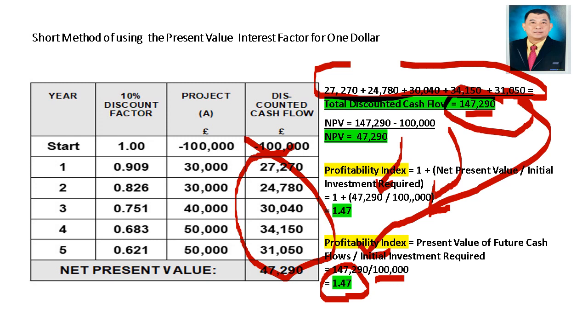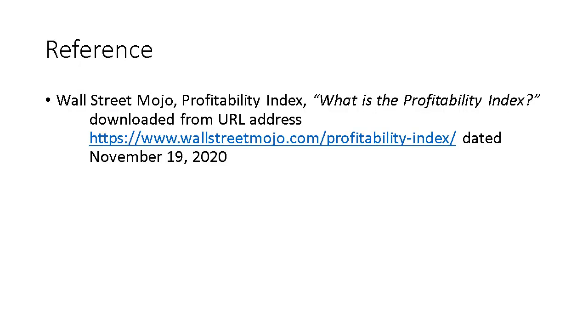Again, the decision making for profitability index, if it is more than one, accept the project. So this one is more than one. So we will accept the project. And this is our reference.